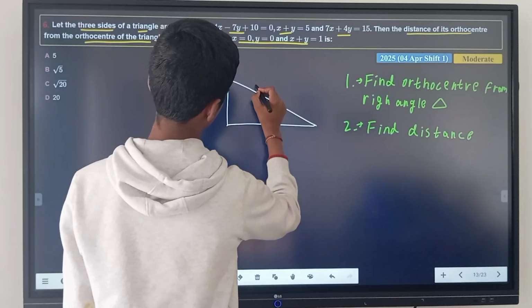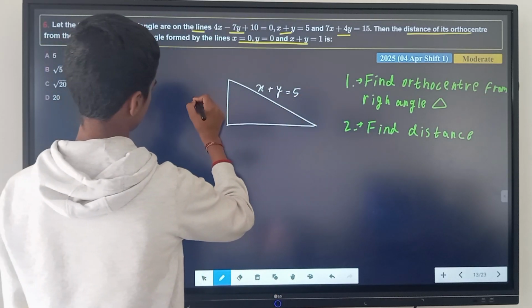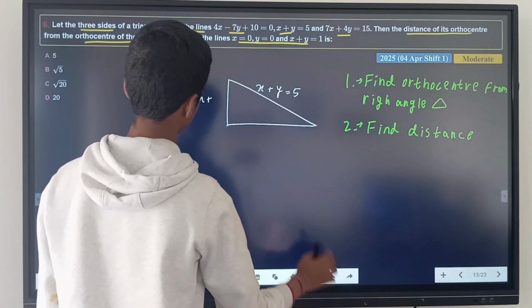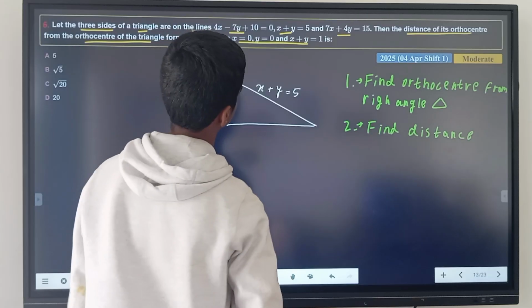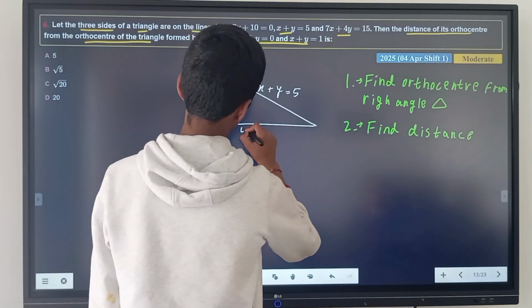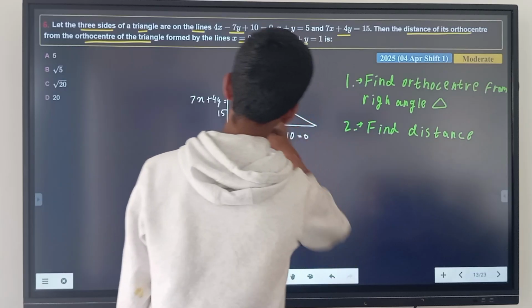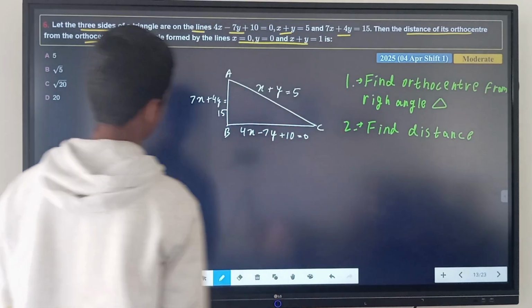Now this hypotenuse will be x plus y is equal to 5. Let's say this is 7x plus 4y is equal to 15. And this is 4x minus 7y plus 10 is equal to 0. Here we have A, B and C.